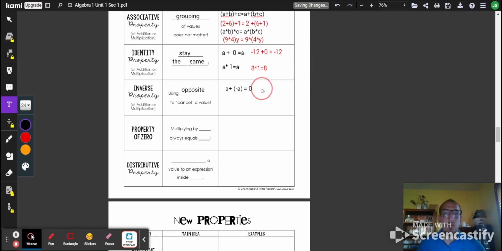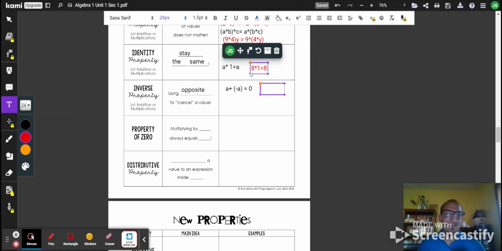An example with numbers would be, let's make this one red. So we have a number 5. What's the opposite of 5? Well, the opposite of 5 is negative 5. So 5 plus negative 5 equals 0.